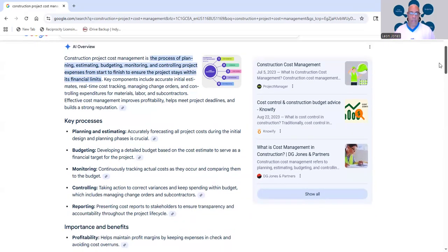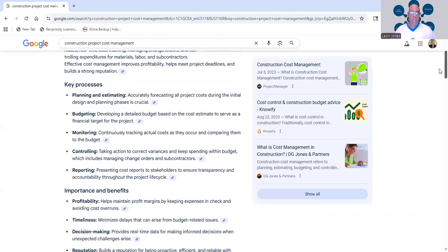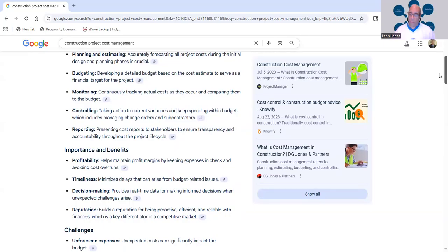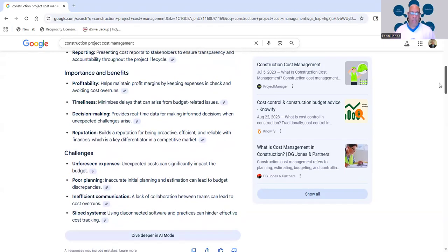Again, you have your key processes, which include planning and estimating, budgeting, monitoring, controlling, and reporting. Then you have your importance and benefits. That's where you find profitability, timeliness, decision making, reputation, and then your challenges: unforeseen expenses, poor planning, inefficient communication, and siloed systems. And I've given you a pretty good breakdown on construction project cost management.